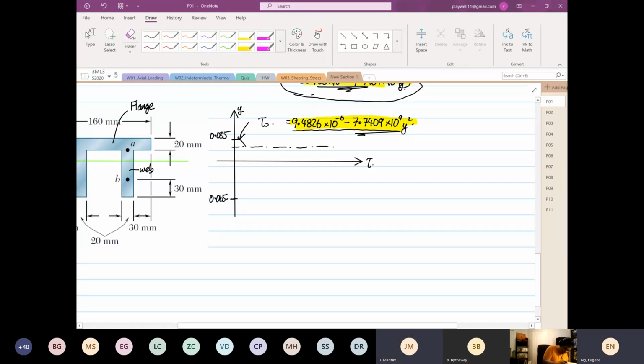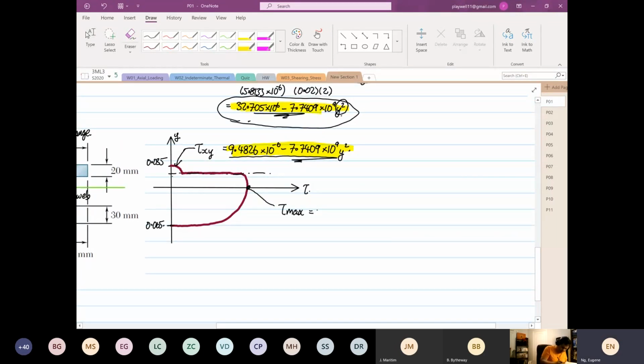Okay. And then because of the change in your what? Of your thickness, because of change of thickness, you see a step, right? Because the thickness changes. Okay, so you have the curve doing this. And then from here, it's going to do this. Okay. And this position over here, this is your location of tau max. And tau max is equal to 32.705 times 10 to the power 6 Pascal.